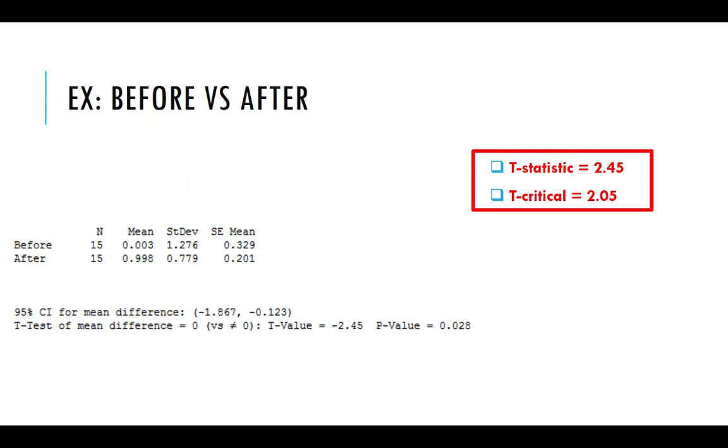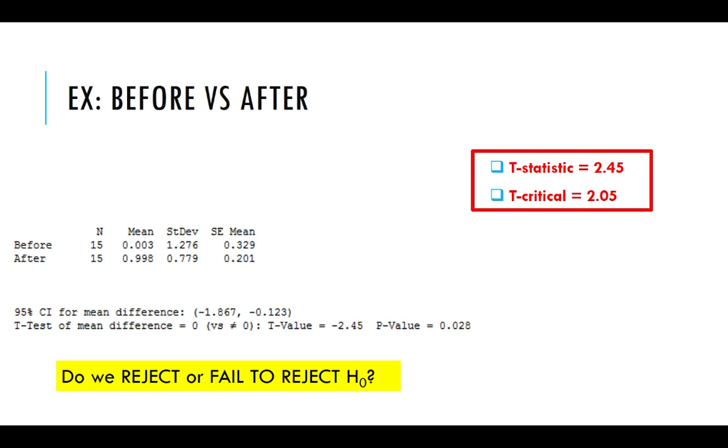So we have a t-statistic, the hurdler, of 2.45 and a critical t of 2.05, which is the hurdle. Did we clear the hurdle, folks? So I'm asking, when I ask that question, do we reject or do we fail to reject H naught, our null hypothesis? Well, looks to me like our hurdler cleared the hurdle. So we would say that we reject the null hypothesis.